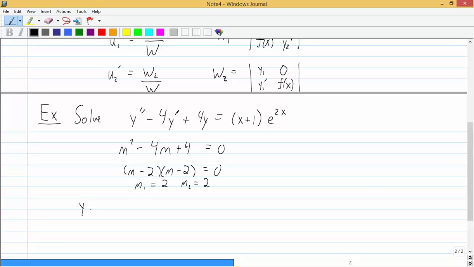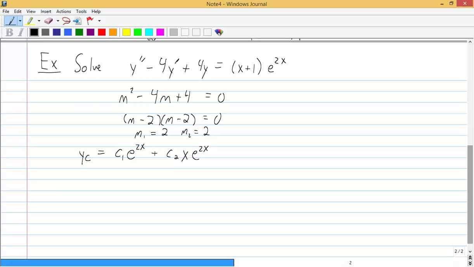So y sub c is equal to c sub 1 times e to the 2x plus c sub 2. Now, do you remember how to get this answer? If it's repeated, you have to put a what? X. So x e to the 2x. All right, so that's our complementary solution.